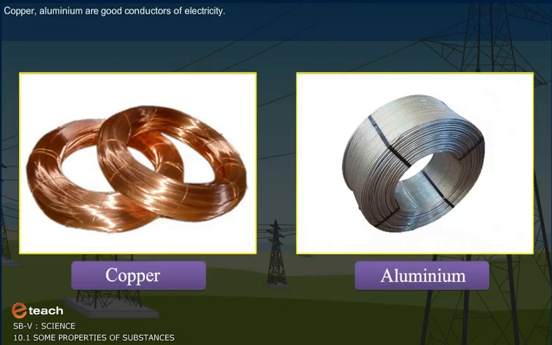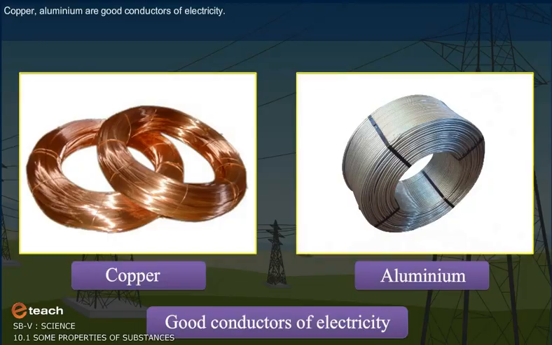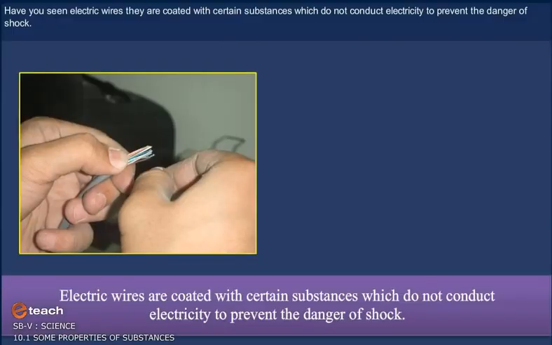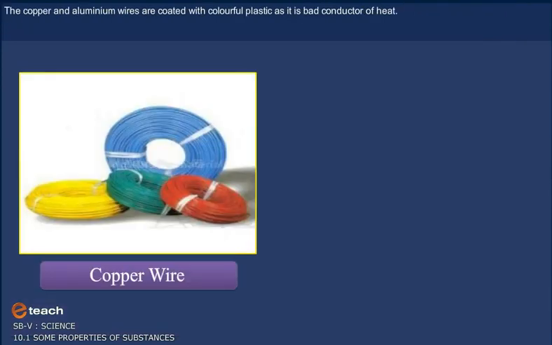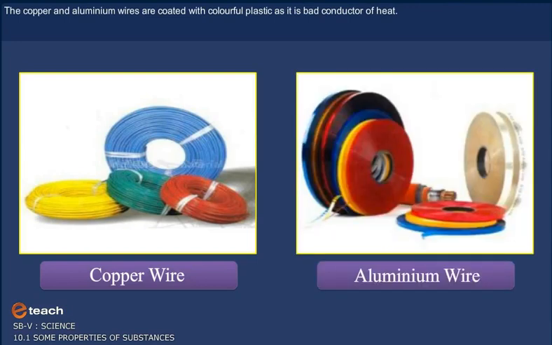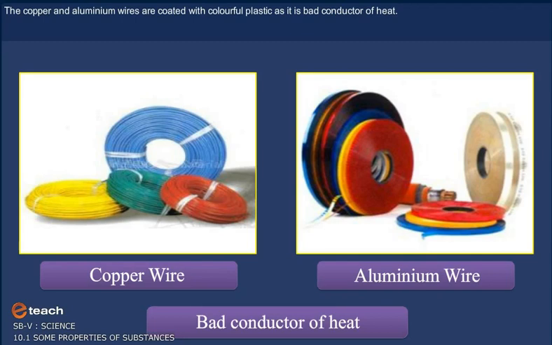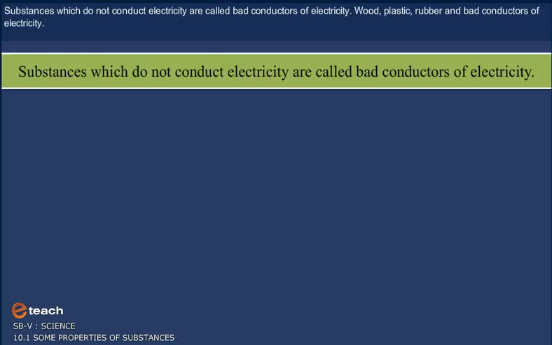Copper and aluminium are good conductors of electricity. Have you seen electric wires? They are coated with certain substances which do not conduct electricity, to prevent the danger of shock. The copper and aluminium wires are coated with colorful plastic as it is a bad conductor of electricity.